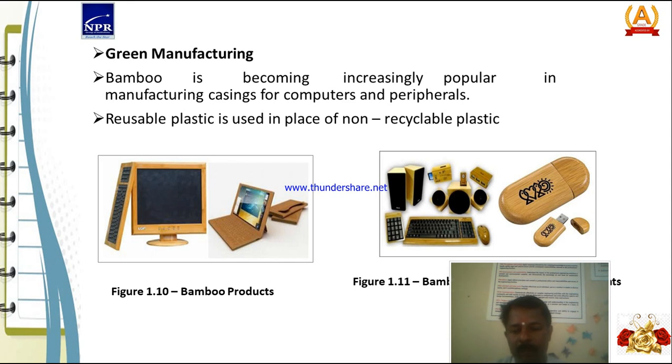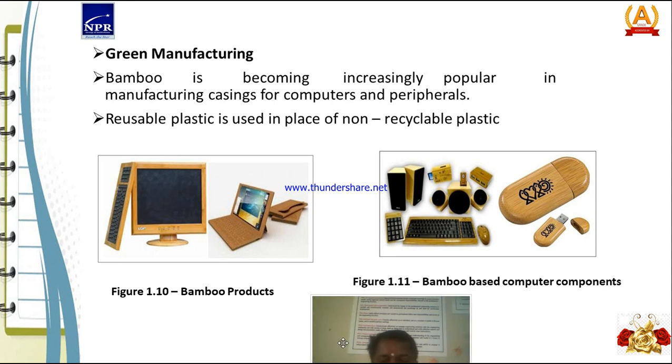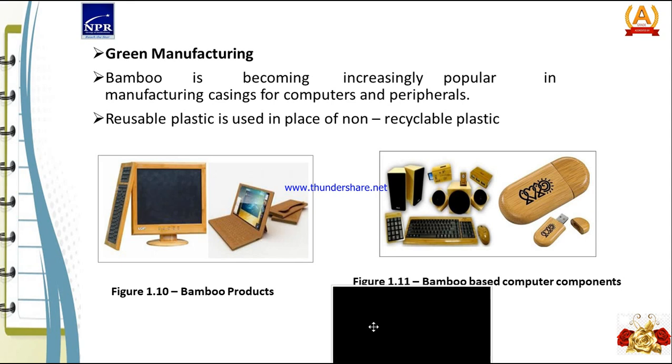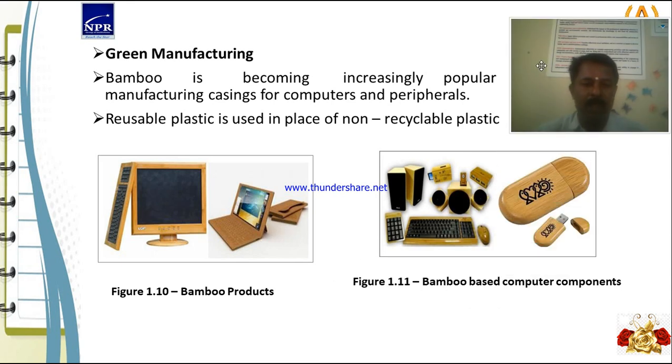For this next, green manufacturing. Based on green manufacturing, Compo is becoming an incredibly popular manufacturing casting for computers, furniture, etc. Reusable plastics are used in place of non-recycled plastic. So see the diagram for Compo products and Compo-based computer components.